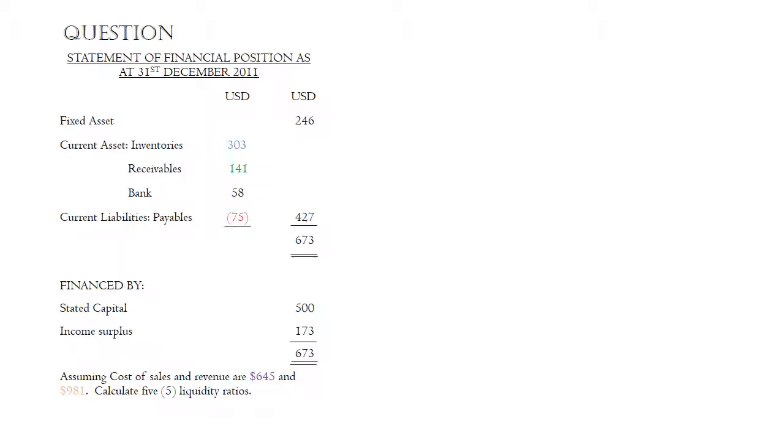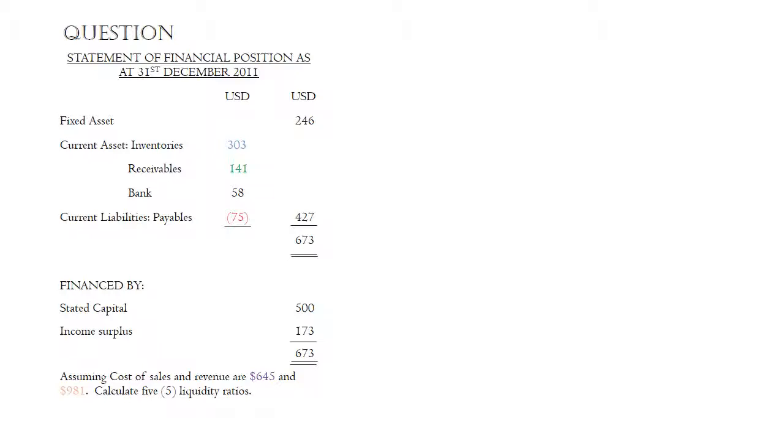Okay, let's take a question. This is the statement of financial position as of 31st December 2011. We have our fixed assets 246, current assets of inventory 303, receivables 141, bank of $58, and we have our current liabilities, which is the payables of $75. Now we have it financed by a stated capital of $500 and the income surplus of $173. Now, assuming the cost of sales and revenue are $645 and $981, calculate 5 different types of liquidity ratios.